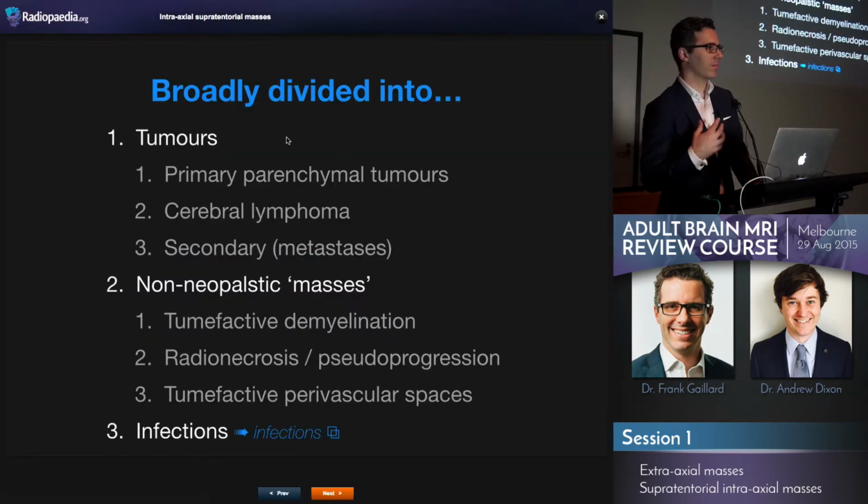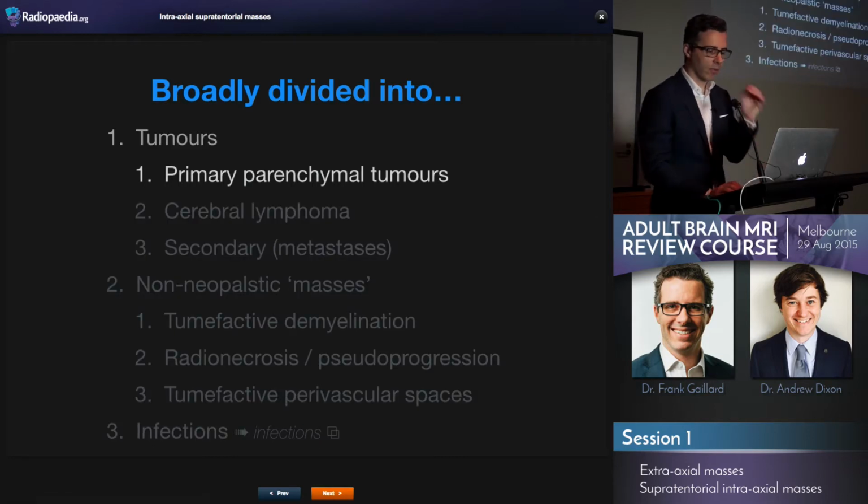We can divide parenchymal supratentorial tumours into tumours and non-tumorous masses. And some of these are really hands-off masses that you need to be aware of so that you don't resect them or biopsy them. Possibly these ones and cerebral lymphoma are the most important part here, because with all the other ones, you're going to take a piece of it, and if you're wrong, it's okay, you just get the correct answer. But in some of these, it's a disaster if you resect them. And infections, we've moved into a completely separate talk. So starting with primary parenchymal tumours.